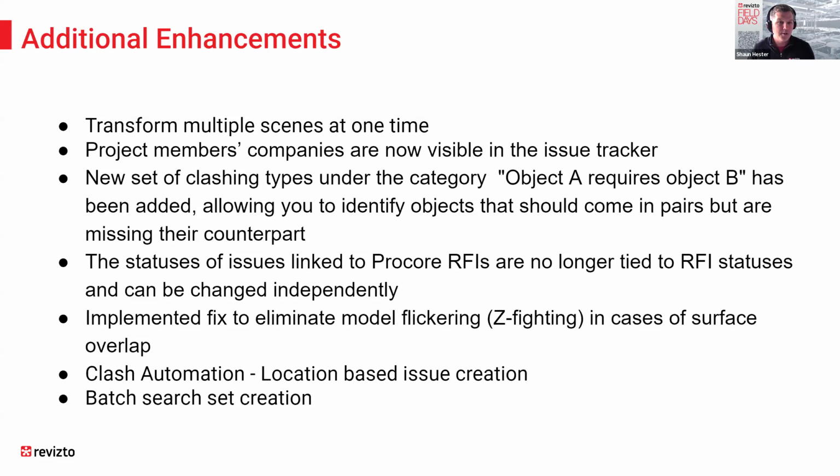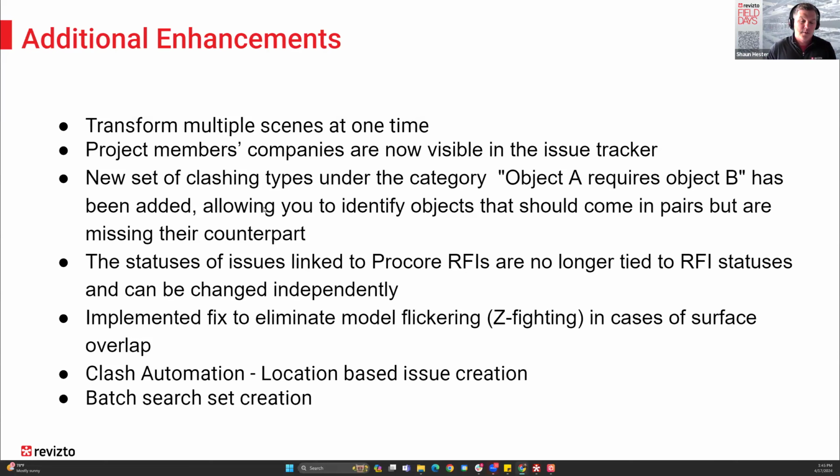So, transform multiple scenes at one time. In your object tree, you can grab multiple scenes, you can move them. Pretty straightforward. This means you don't have to grab one at a time, go in to move those scenes, and then make those adjustments. You can grab them all at the same time if they're moving into the same spot.